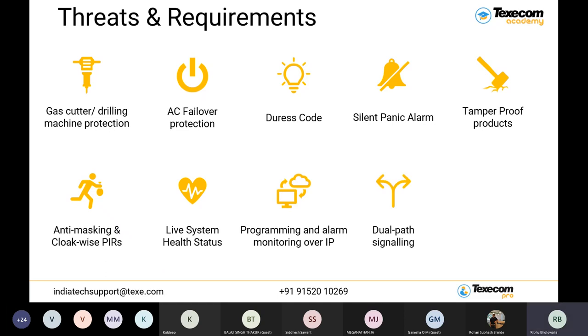Dual path signaling. So what do you mean by dual path signaling? In the control panel, we can provide two different communication modules, right? One is your IP module, second is the GSM module. Or a GSM module and a landline module. Or you can also give a landline module and an IP module. So a maximum of two communication modules you can provide in the Texecom alarm system. Why? In case the first communication module goes down due to some reason, then you have a second communication module still active. By chance, if you are using a GSM module and an IP module and your IP network goes down, then through the GSM module, my system will start sending the signals. So that is called dual path signaling.